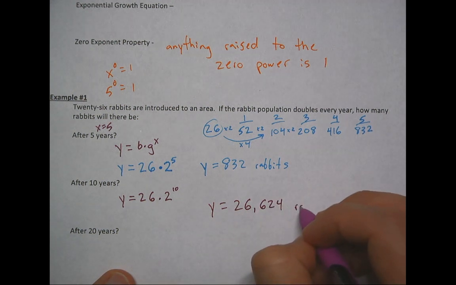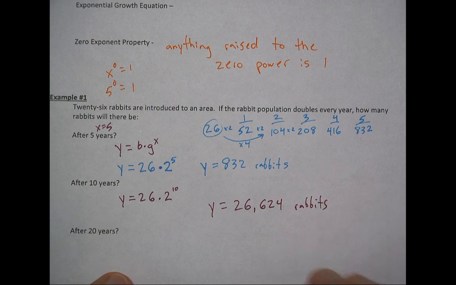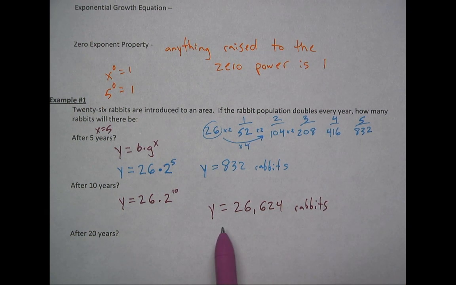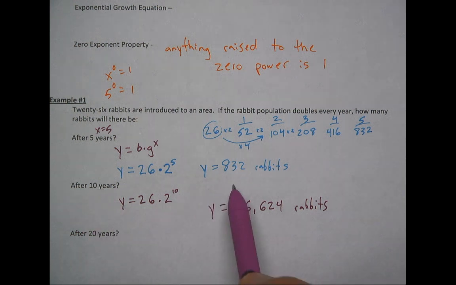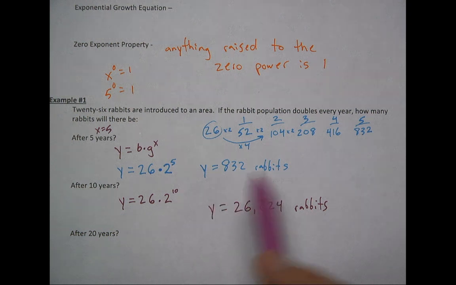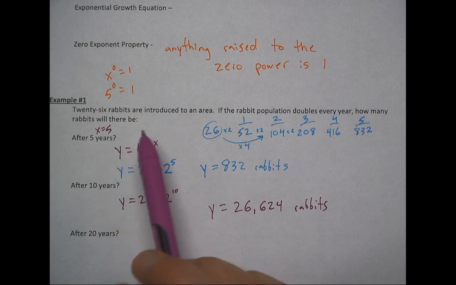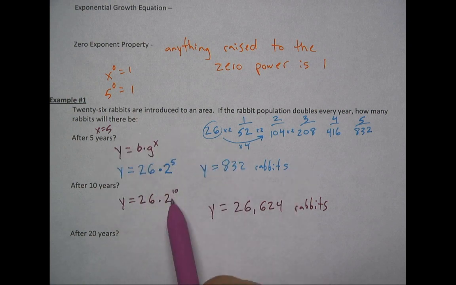26,624. So you went all the way from 26 rabbits. And if they double every single year, you now have 26,624 rabbits after 10 years. So you can see this is not constant growth where you just add 2 rabbits every year. So you had 2, then you have 4, then you have 6, then you have 8. This is exponential growth, things growing exponentially.